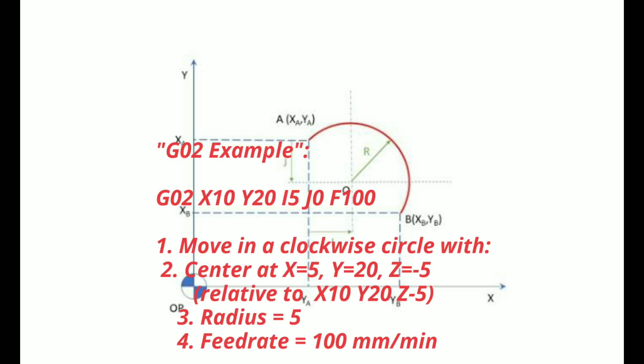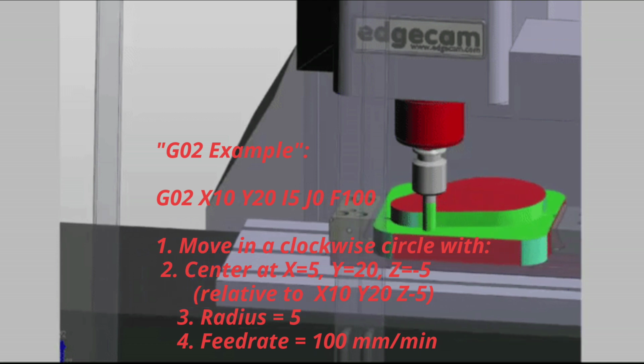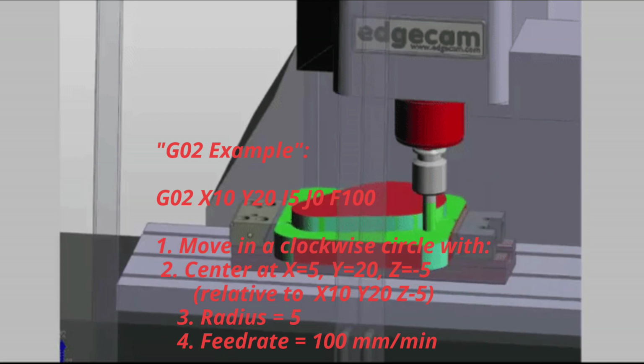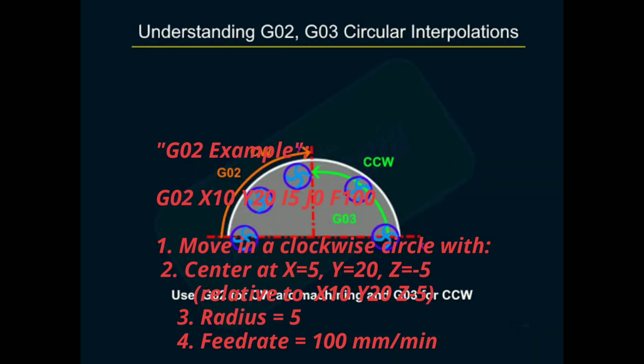G02 example: G02 X10 Y20 I5 J0 F100. 1. Move in a clockwise circle with 2. Center at X5 Y20, I5 J0 relative to X10 Y20. 3. Radius is 5. 4. Feed rate is 100 mm per minute.